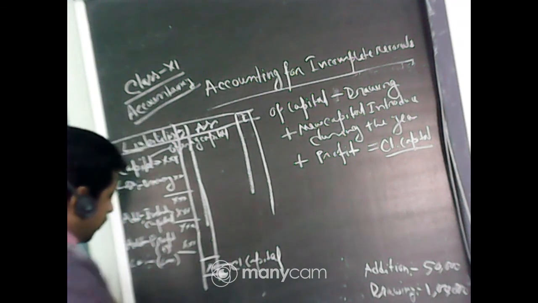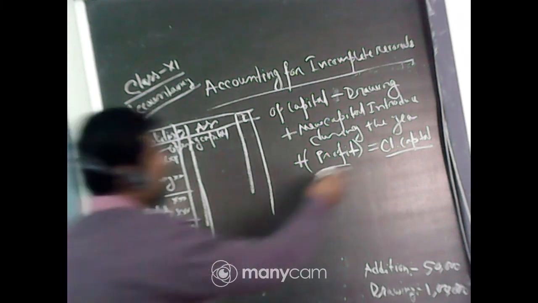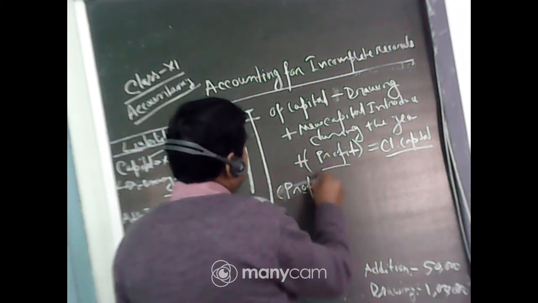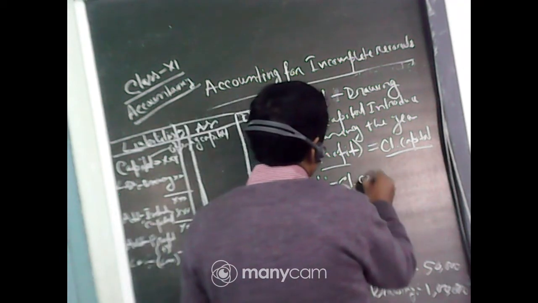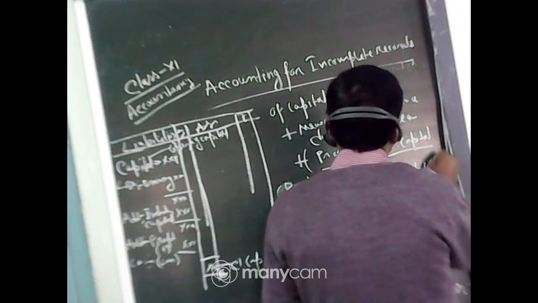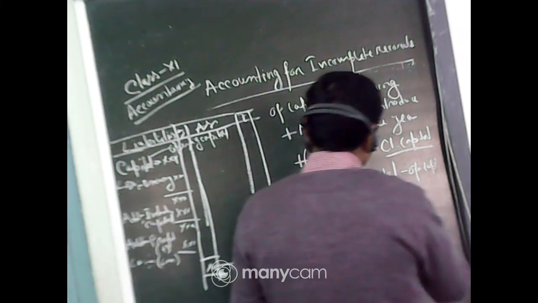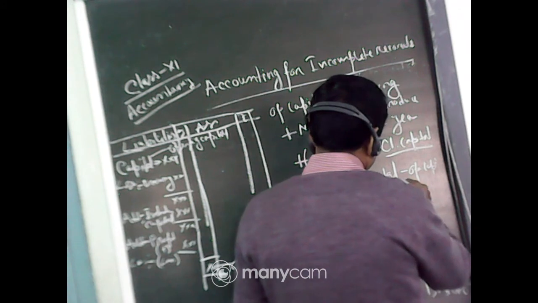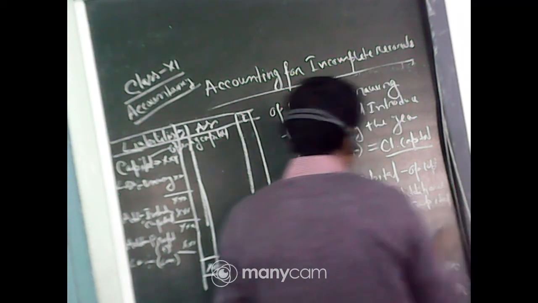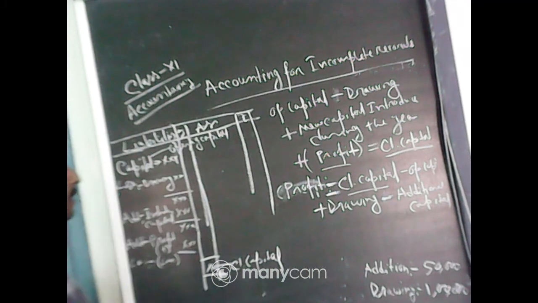Now in that case we already got the closing capital. Okay. Now we have to reveal what the profit or loss is. So if we use this equation in reverse, the profit of the organization is equal to closing capital minus opening capital plus drawing minus additional capital. So if you want to reveal the profit, that will be our equation: closing capital minus opening capital plus drawing minus additional capital.